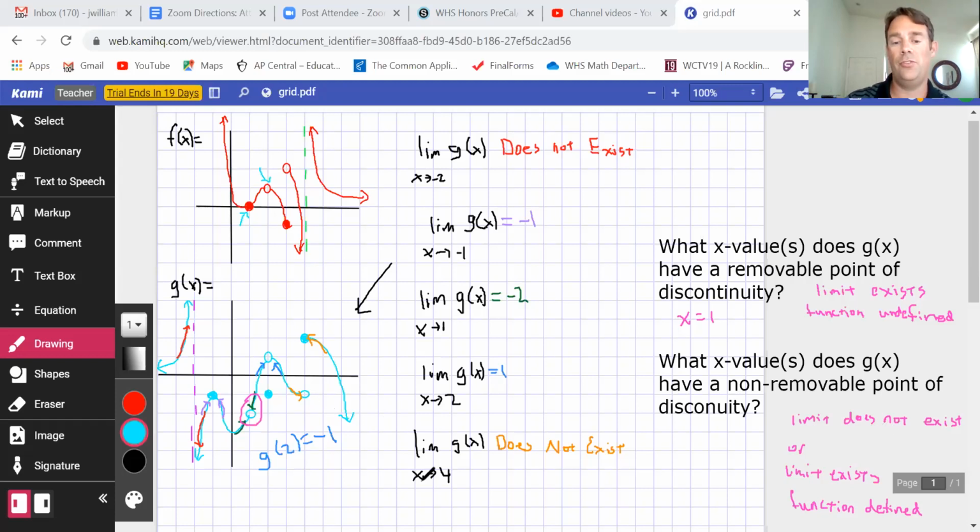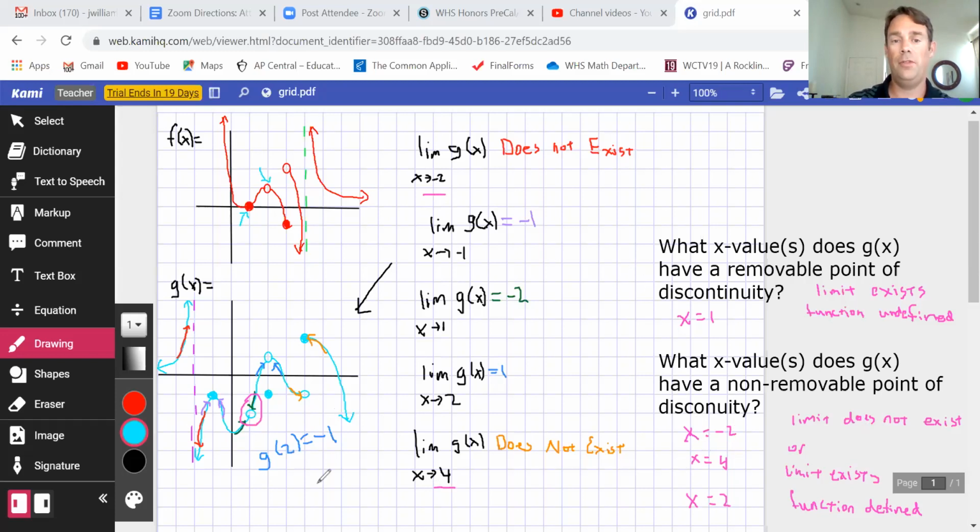So when does the limit not exist? Well, that was when x is 4 and x is -2. Because x equals -2 was unbounded, it went to infinity. When x was 4, it approached 2 different points. But we did have one where the limit existed, but the function was defined. That's at x equals 2. That would also be considered a non-removable point of discontinuity.